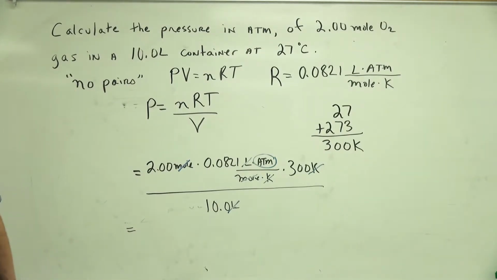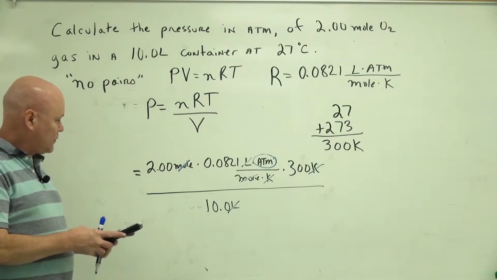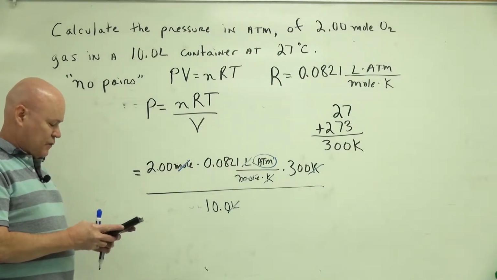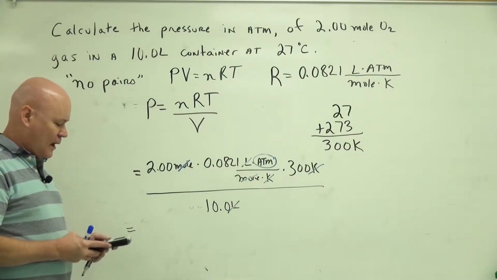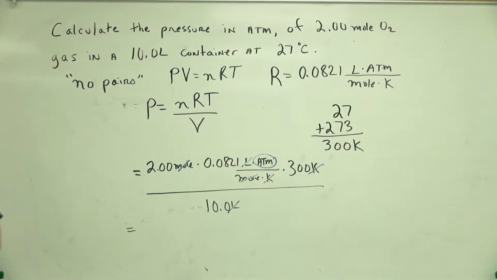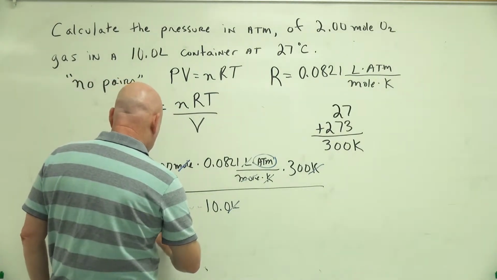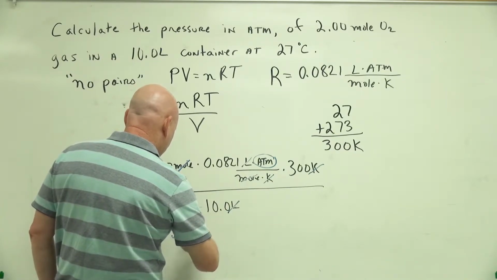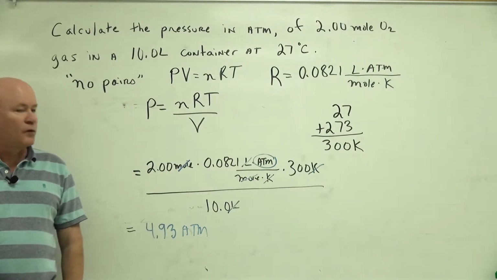Now we can go ahead and put this in our calculator. And let's see, we've got 2.00 times 0.0821 times 300 divided by 10.0. And I get 4.93 atmospheres.